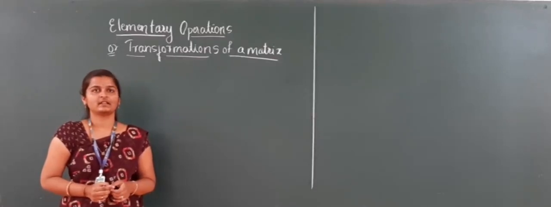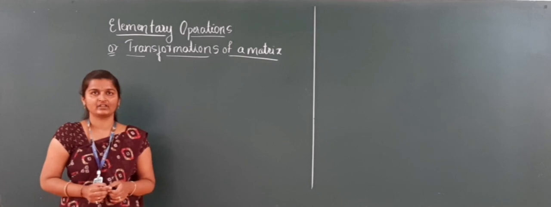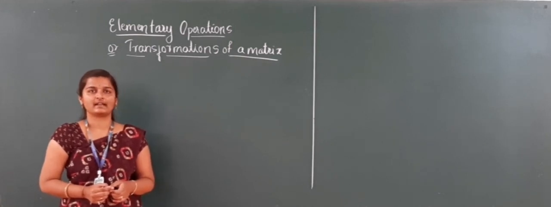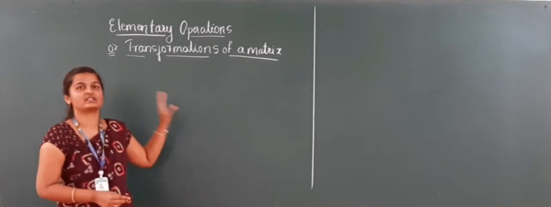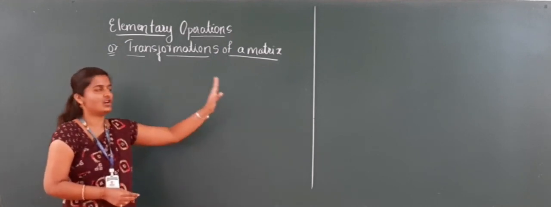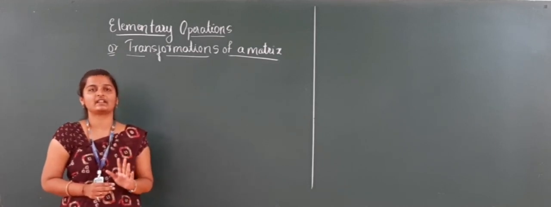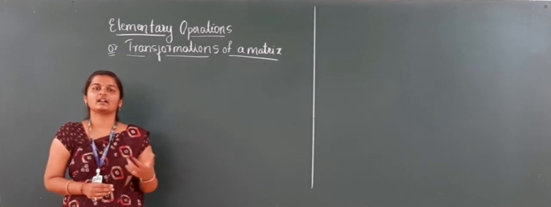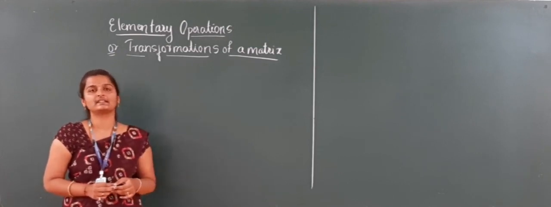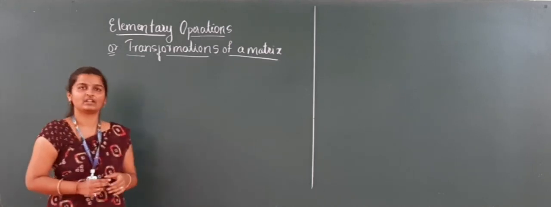Welcome students. In today's class we will learn the last part of our matrices chapter, that is invertible matrices. Before moving to invertible matrices, first we must know what we mean by elementary operations or elementary transformations of a matrix. There are totally 6 elementary operations for a matrix, but in this matrices chapter we will use only 3. So we will learn one by one. What do we mean by elementary operations?